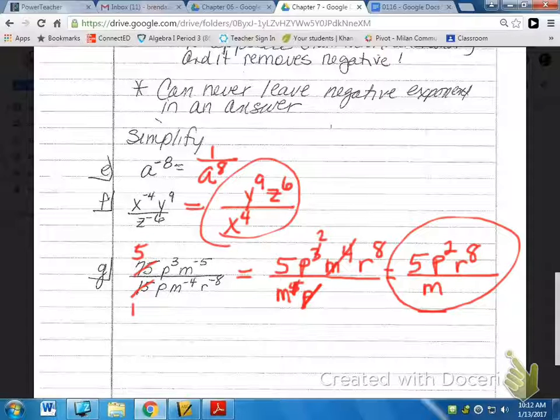Questions about that? Yes? If they were exactly the same on the top and the bottom, would they just cancel each other out? Yes, if there was the same amount on the top and bottom, they would just both cancel out completely and you would not write that letter. If everything cancels out on the top or the bottom, that takes it to a 1. If it's on the bottom, you don't write the 1. And if it's on the top, you definitely have to write the 1.